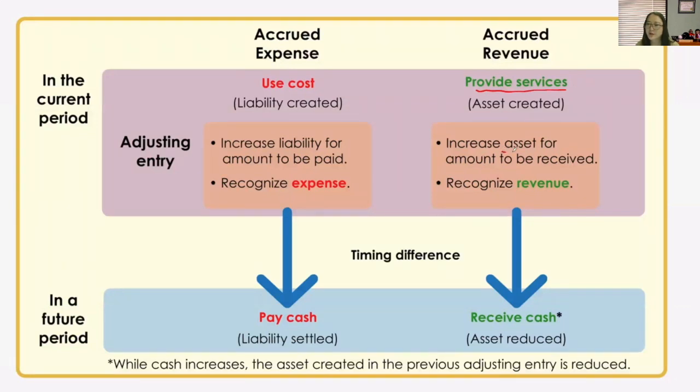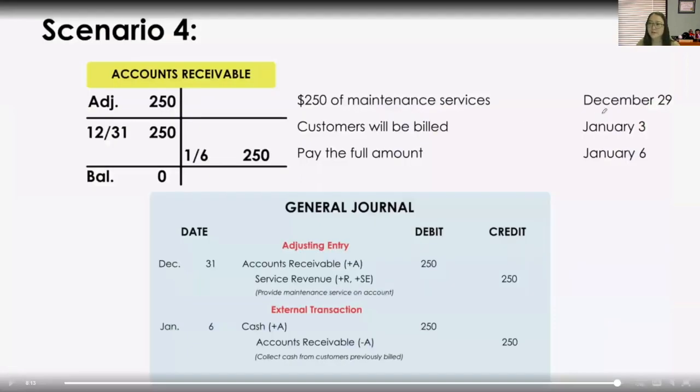On the other hand, accrued revenue means that we have provided services in the current period. That means we increase our assets, accounts receivable, and we recognize revenue. And when the time comes that we receive cash, we will reduce the receivables and increase cash, right? For example, on December 29th, $250 of maintenance services were provided, okay? The customer will be billed in the next period, and the money will be received on January 6th.